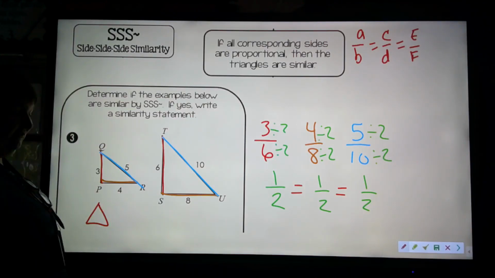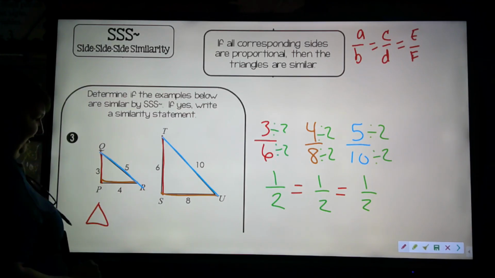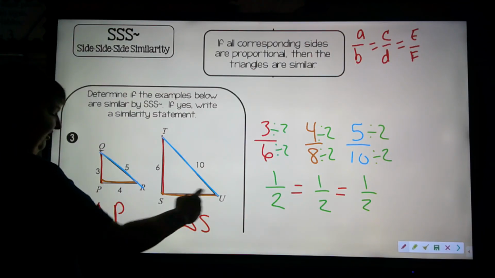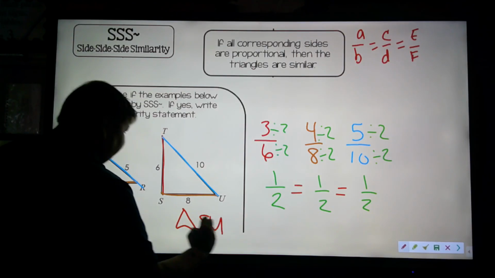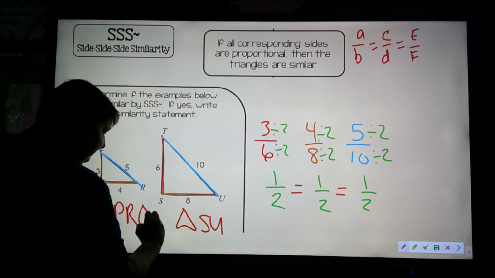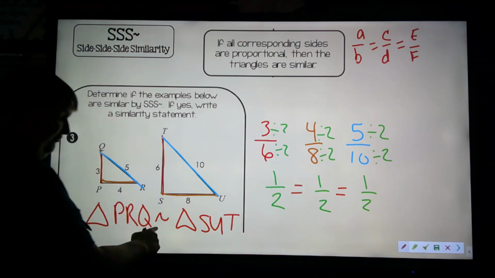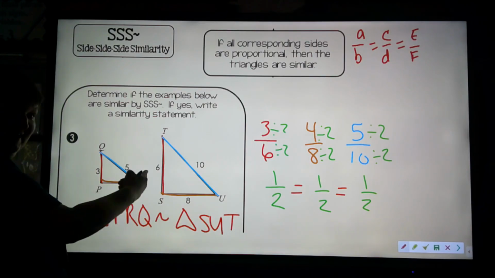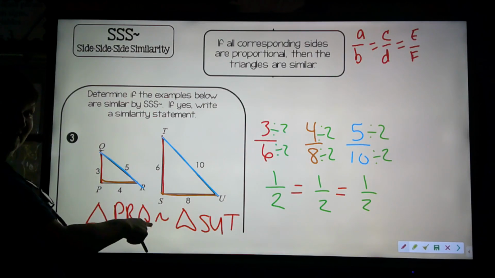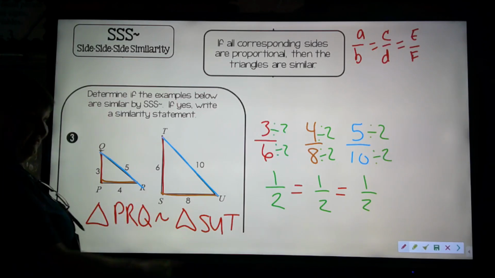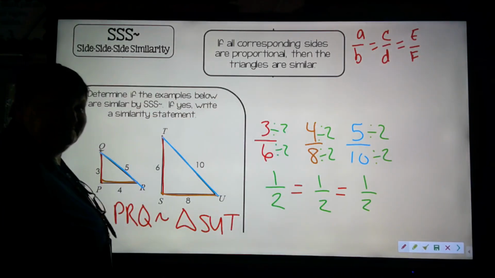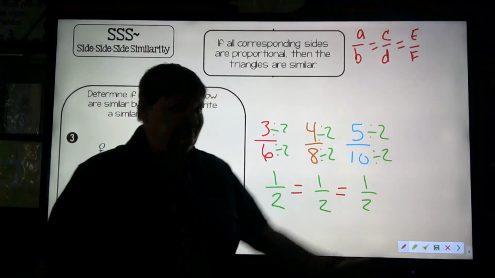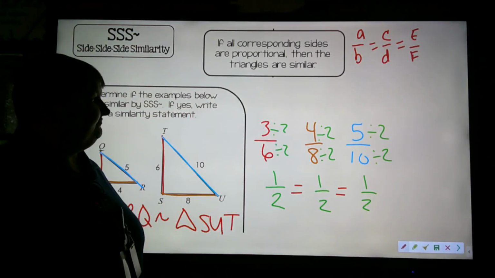So we can write our statement. Match up your angles. P and S, R and U, Q and T. Don't forget your symbol. That's your answer. Yes, they're similar, and this is our evidence. This is proving your work. Find the ratio, simplify, and decide if they're equal. That's it. Side, side, side.